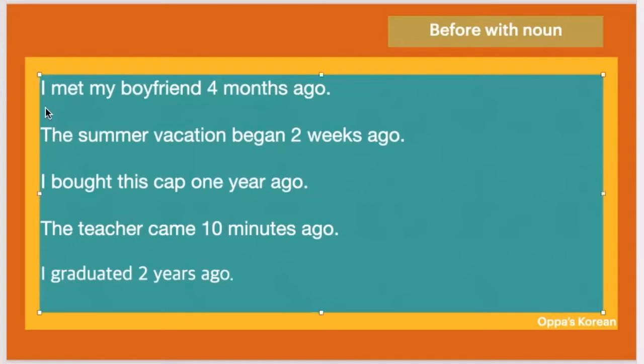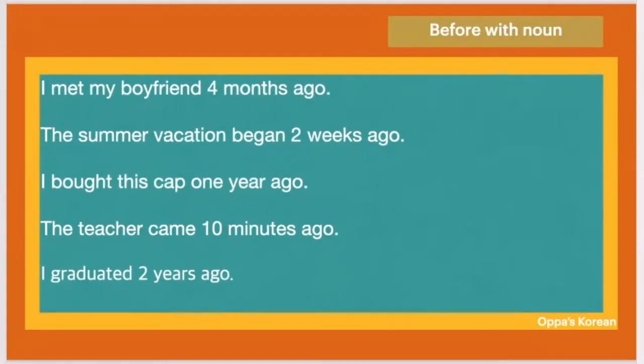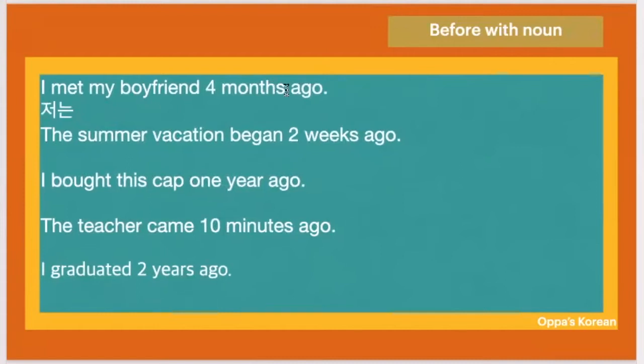I met my boyfriend 4 months ago. 저는 4 months ago. 4 months is 4달. 4달 is a noun, so 전에, ago. 4달 전에, my boyfriend, 저의 남자친구를 만났어요.